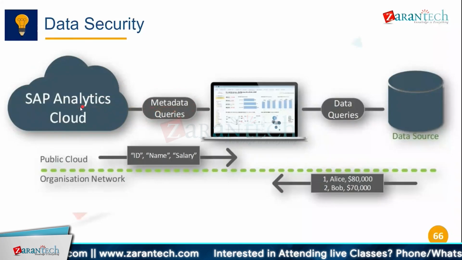So when you trigger something in SAC, we will have metadata queries, which in turn trigger the data queries, which are triggered as a query to the database or the data source. So that is how the flow happens.